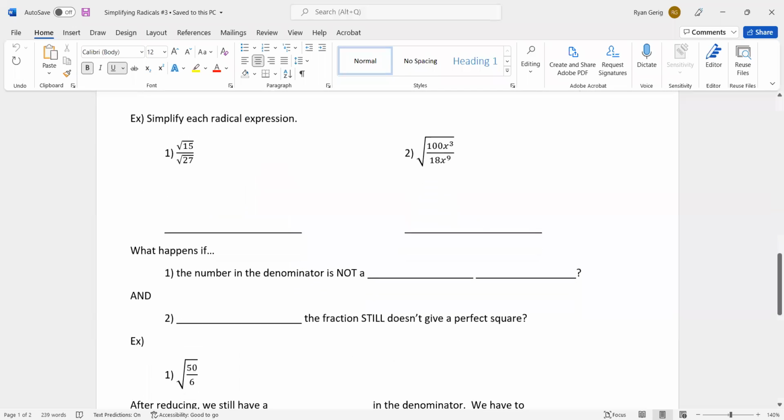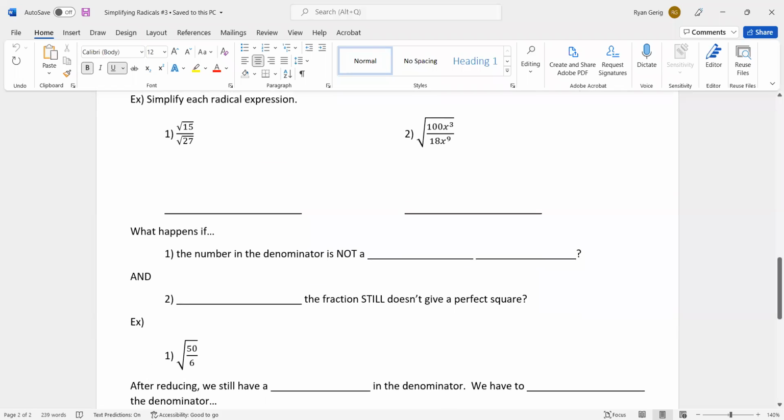Okay. A couple more examples like that. 27 is not a good number, but 15 and 27, both inside the radical, so I can actually put those together. Sometimes it makes sense to put them together. Sometimes it makes sense to split them apart. This is one of those times where putting them together can be helpful.